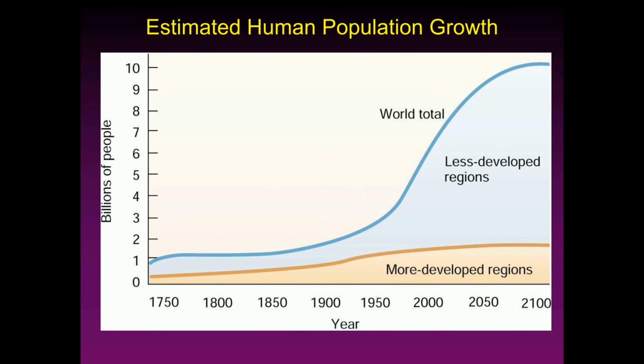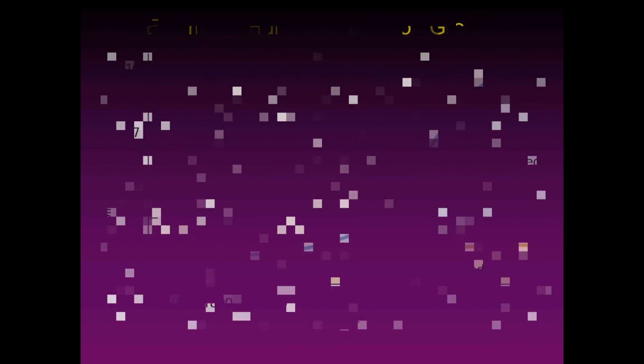So if you look at less developed regions, you see a massive explosion in population growth, while in more developed regions, you tend to see more of a flatter curve as far as how much growth there is and where these are centered. And there are a lot of different reasons for that. We'll get to that a little bit.